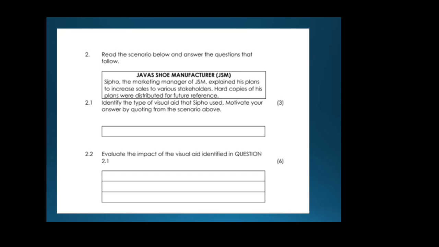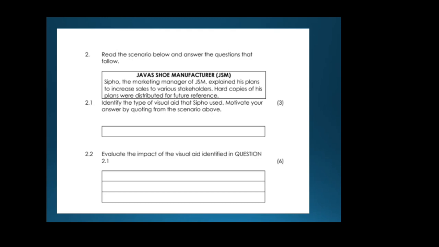But now, grade 12s, before I start with your section C question, just look at this one. We don't like this kind of question. As you can see, 2.1, if you don't know the answer in 2.1, guess what? Oh my word. Because 2.2 is what they call a follow-on or follow-up question on 2.1. 2.2 asks that you must evaluate the impact of the visual aid identified in question 2.1. So if you don't know the answer to 2.1, you cannot write almost anything here.